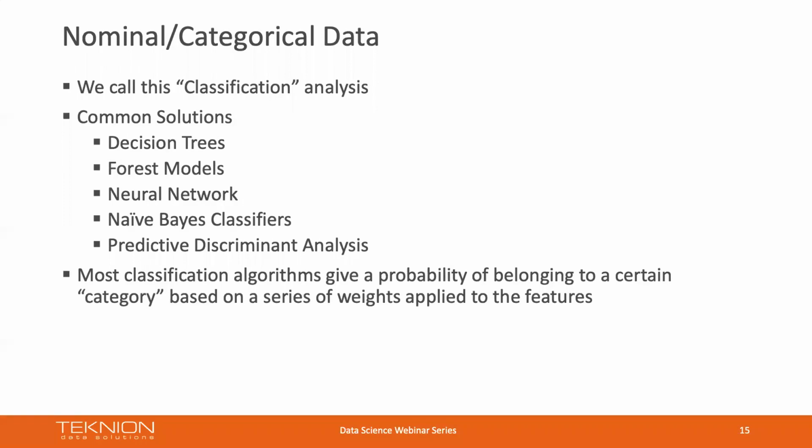Okay. But when we have this nominal or categorical data, especially when we have multiple categories, more than 2 categories, these are the types of models we're going to use. Decision trees, forest models, which are really just a whole bunch of decision trees. Again, a neural network, and then Bayes classifiers, predictive discriminant analysis.